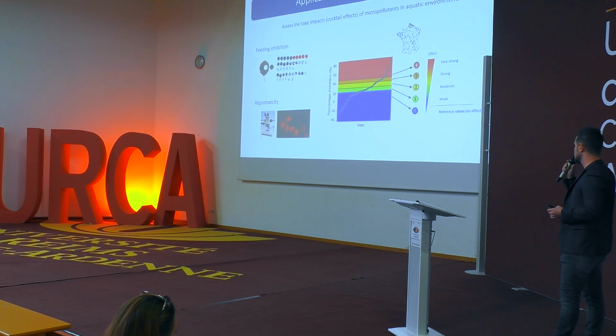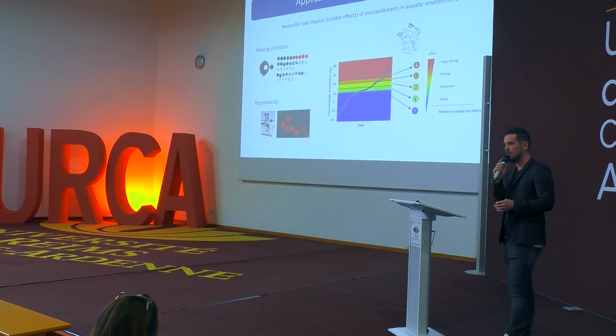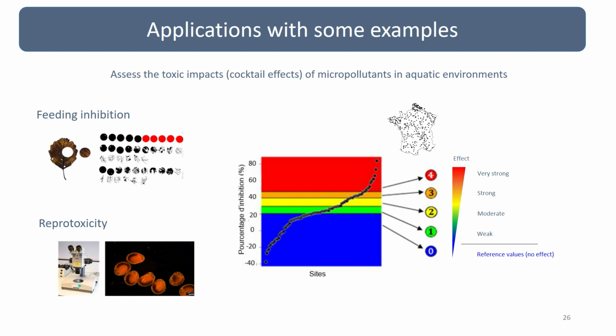The second marker is reprotoxicity. We count the number of embryos after exposure. So these two markers are more non-specific or global markers of toxicity.